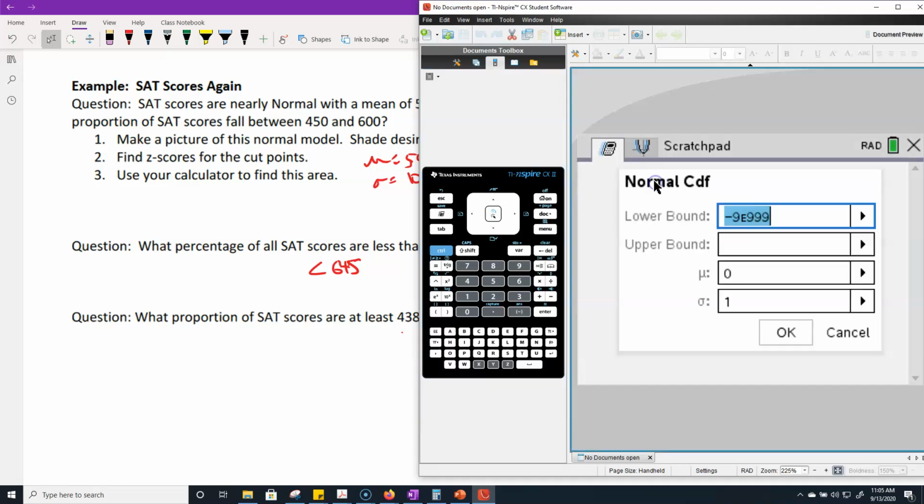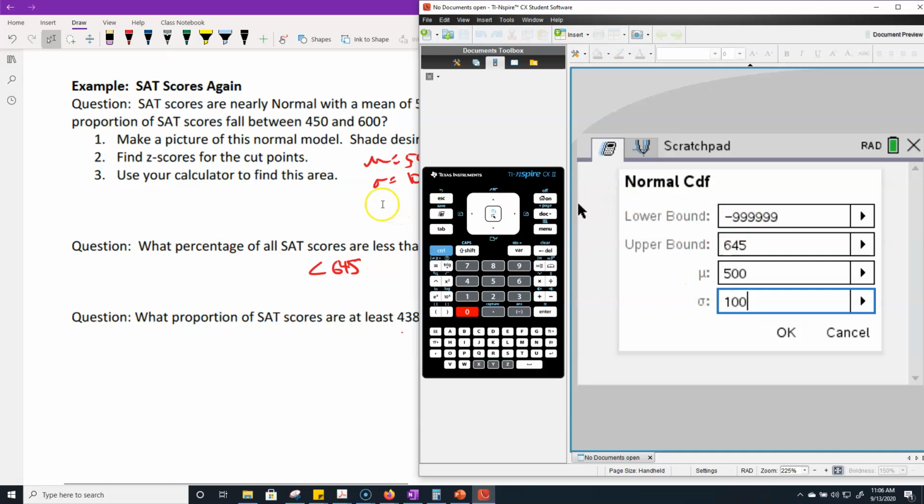Normal CDF. Now, less than 645, that means the highest, the upper bound should be 645. And the lowest, the lower bound, you just want to put a really small number like negative 99999, like that. The mean is 500. And the standard deviation is 100, like they told us.